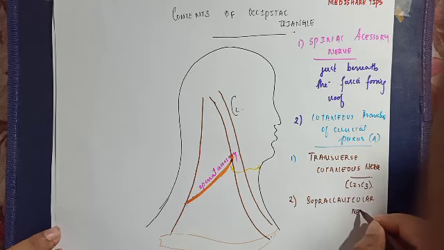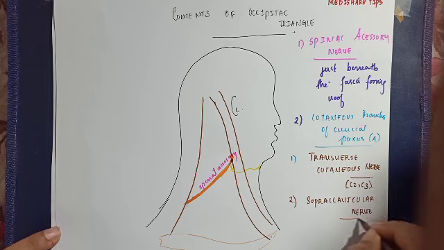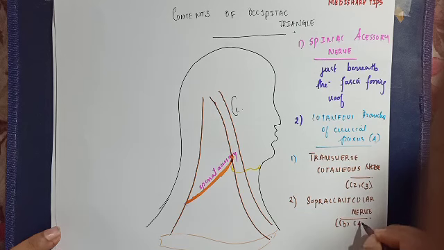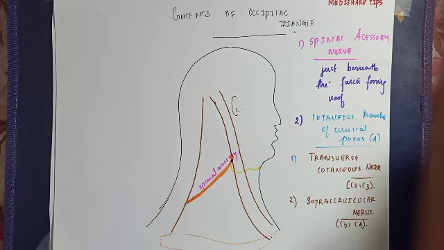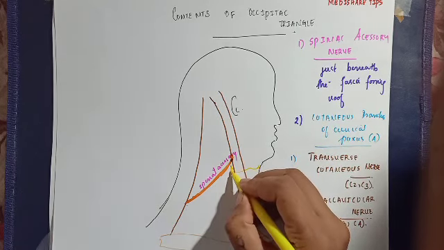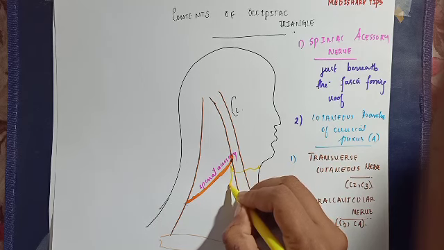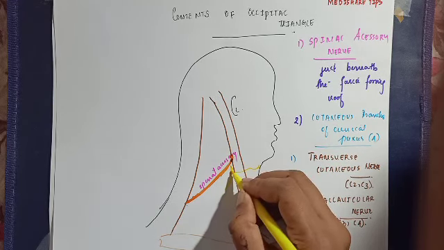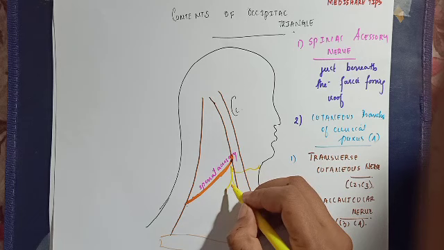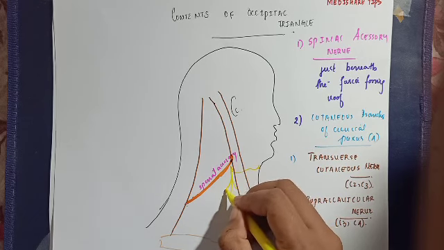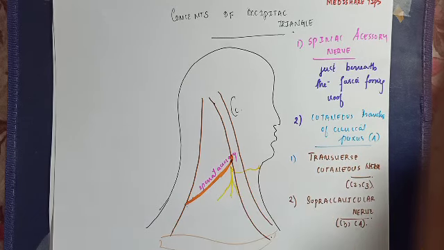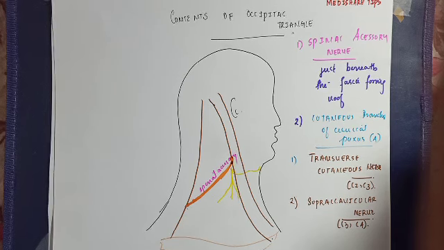So this is another cutaneous branch of the cervical plexus. It is formed from the ventral rami of C3 and C4. After emerging from here, it descends downwards and divides into a medial branch, an intermediate branch, and also a lateral branch. So that is the supraclavicular nerve.